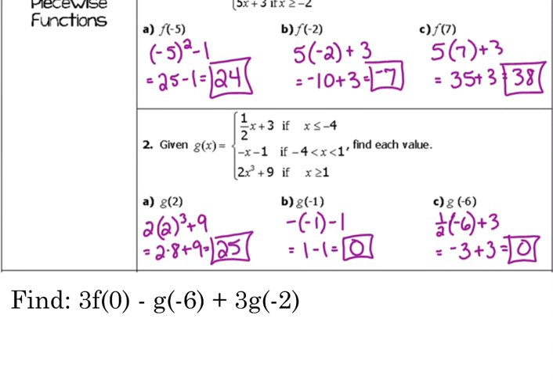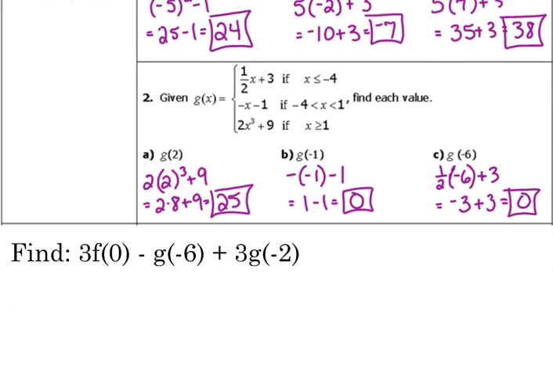So let's do these pieces by themselves first. Let's find f of 0. Let's find g of -6. Let's find g of -2. I'm going to start with the g's because I don't have to scroll my page if I do that. So g of -6. We already found that one, right? It's equal to 0. G of -2. Now we didn't do g of -2. -2 fits into the second piece. So -2 minus 1. So that's +2 minus 1. So it's equal to 1.